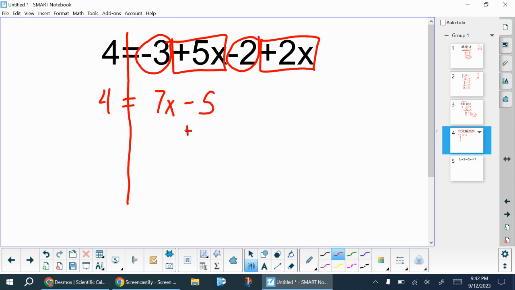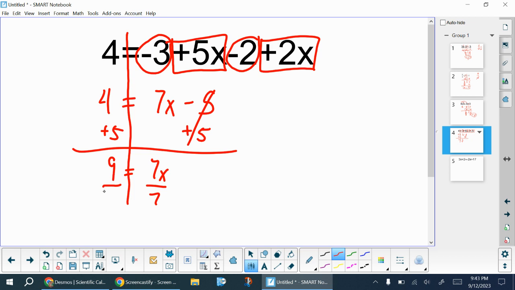Opposite of -5 is +5. Get rid of that. Gives me 7x. 4 plus 5 is 9. I'm trying to get x, so I'm dividing by the 7 to get rid of that 7 on both sides. 7 goes away, and I get 9/7.